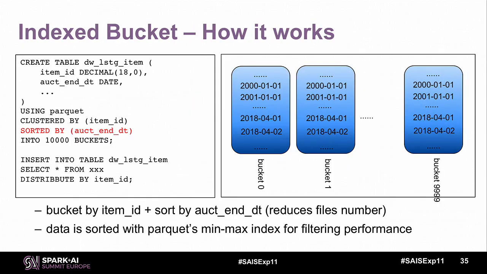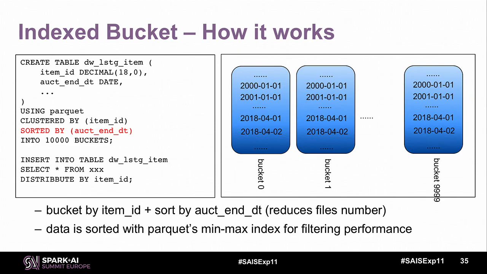In order to understand what indexed bucket is and how it works, let me give an example table. DW listing item is eBay's product table. It has two important columns. One is item ID, its primary key. Another one is action and date. Our downstream queries usually use action and date to filter data and use item ID to do the join with other tables. We bucket it by item ID and sort it by action and date when we create this table.